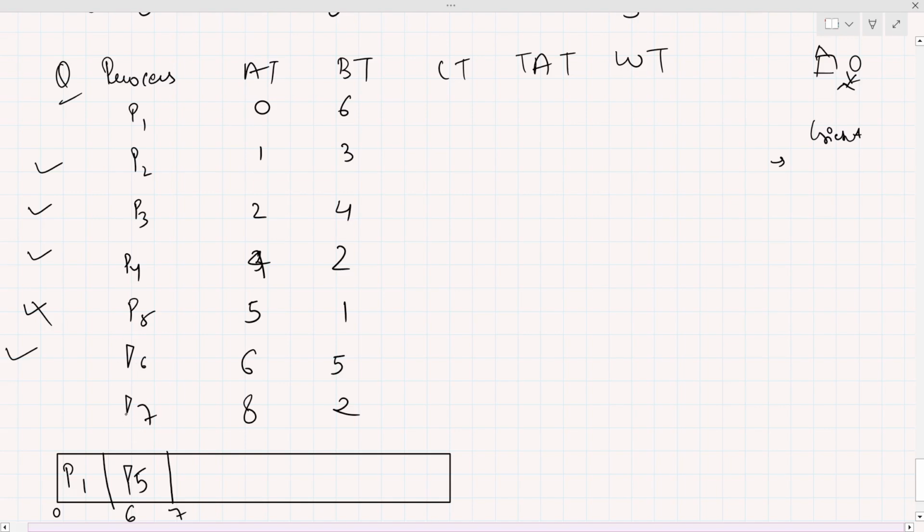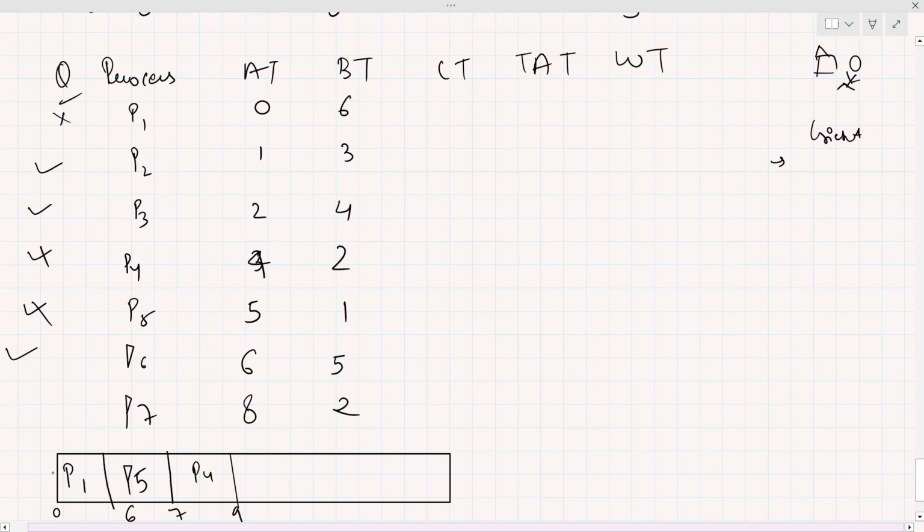P7 is not included. Why? Because its arrival time is 8 and we are at 7. This player is at home right now, so we cannot move P7 to execute. After that, among these 4, the one with the smallest burst time will get the CPU. P4 has the smallest burst time, so P4 will get the CPU, and the burst time is 2, so 7 and 2 is 9, and P4 is also done.